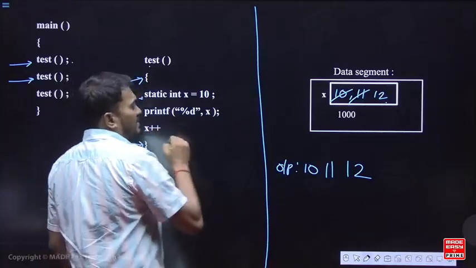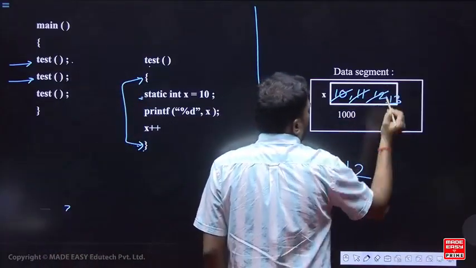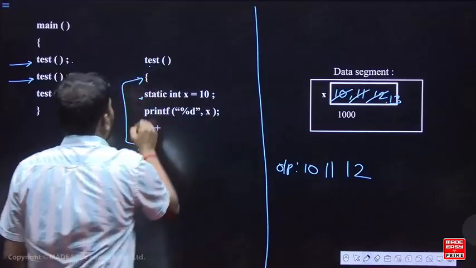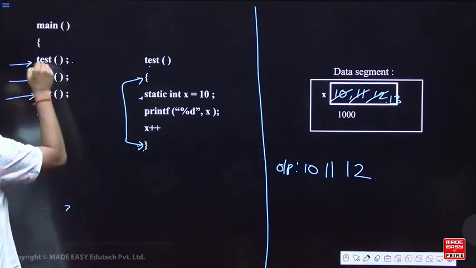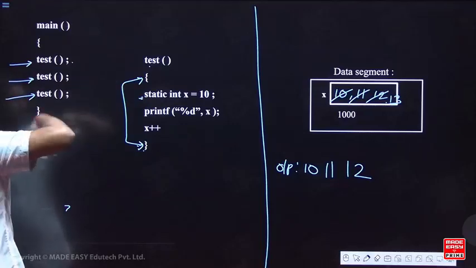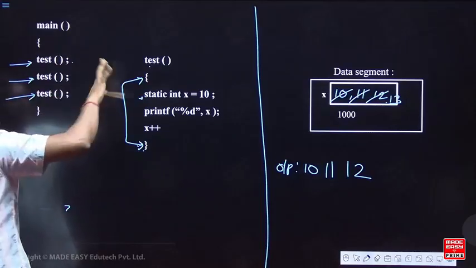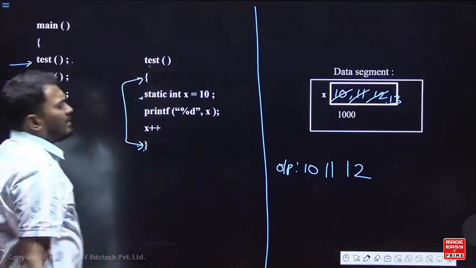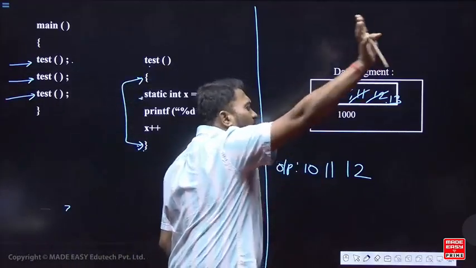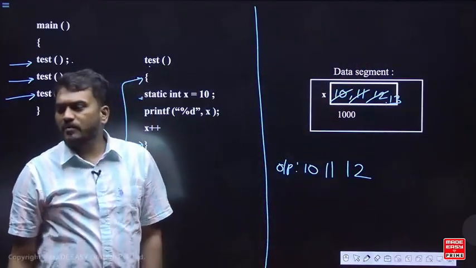Next, when you say x plus plus, so that becomes what? 13. Now look at here. Now test function is completed. All the 3 times test function is called. Entire program is completed. Now main function also completed. Everything is completed. Now once this entire program is completed, this will be removed from the memory.